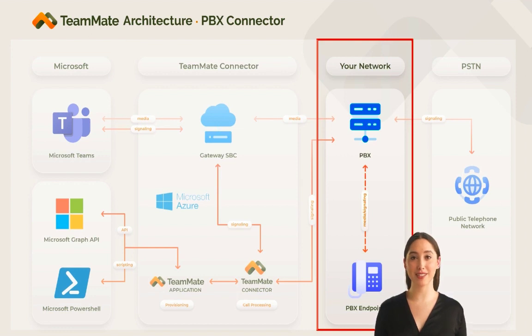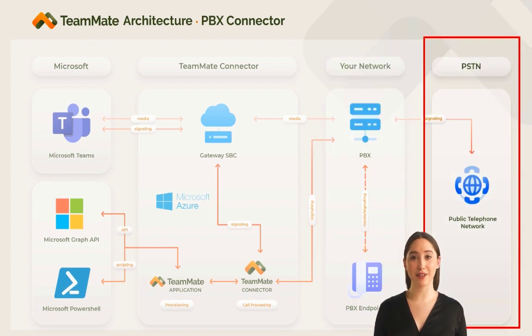The next area to the right represents your PBX platform. We have verified interoperability with over 80 different PBX vendors. If your PBX is not listed, don't worry. As long as it is SIP compatible, there's a great chance that we can make it work. And lastly, the area on the right side of the diagram is the public switch telephone network.